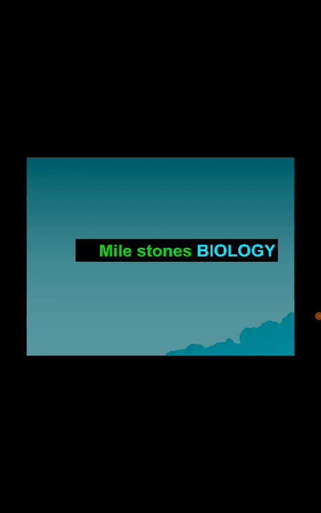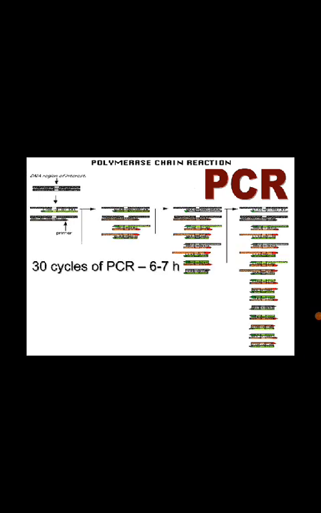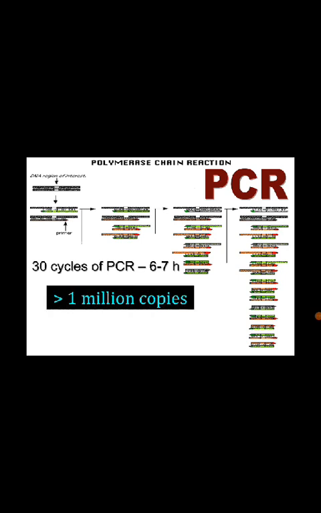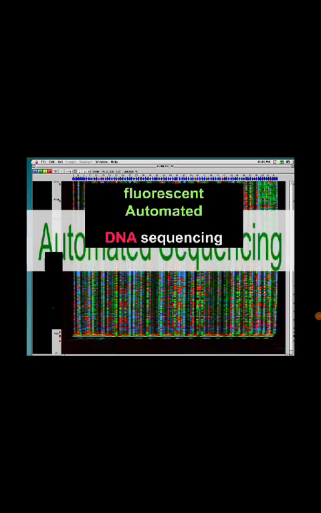If you want to understand better, you have to go through these milestones of biology which have taken place in the system. The first one is PCR, the polymerase chain reaction technique, which goes like this. 30 cycles of PCR will take 6 to 7 hours and make more than 1 million copies of a gene.